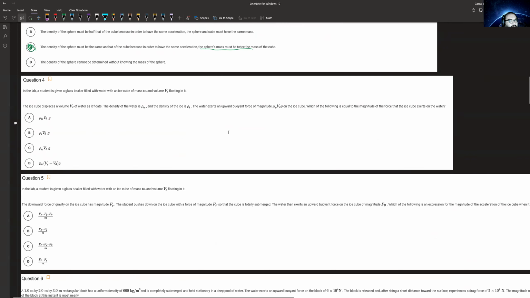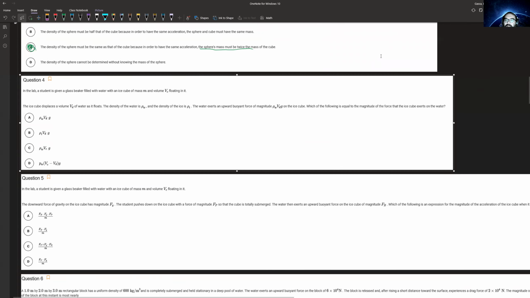Question number 4. In the lab, a student is given a glass beaker filled with water with an ice cube of mass m and volume Vc floating in it. So the cube has a mass m and a volume Vc. The ice cube displaces a volume Vd of water as it floats. The density of the water is rho W and the density of the ice is rho I. The water exerts an upward buoyant force with a magnitude equal to rho of the water, the density of the fluid, times the volume displaced, times the acceleration due to gravity g on the ice cube. Which of the following is equal to the magnitude of the force that the ice cube exerts on the water?